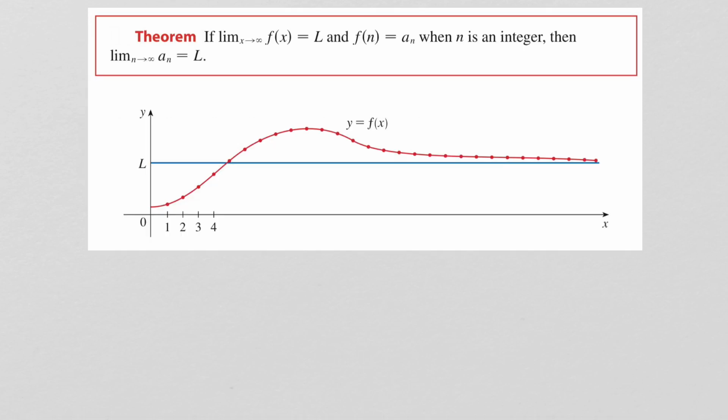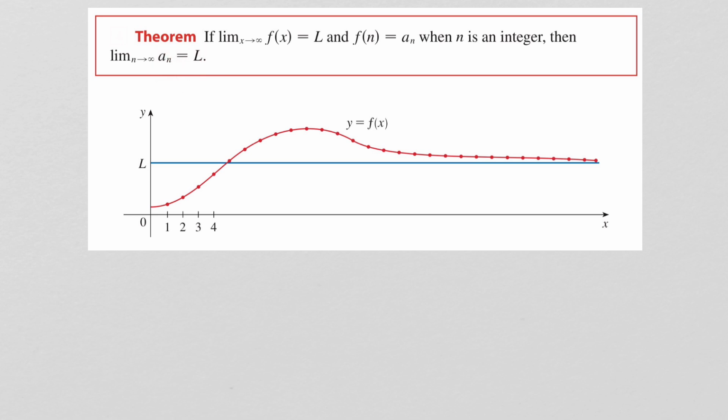So next we have a theorem which is going to help us find limits of sequences. This theorem says if the limit as x goes to infinity of the function f of x is equal to some number L, and if f of n is defined to be an when n is an integer, then the limit of the sequence an will also be L. In other words, if your sequence is defined by some function f of x, and if the limit of f of x is L, then the limit of your sequence also has to be L.